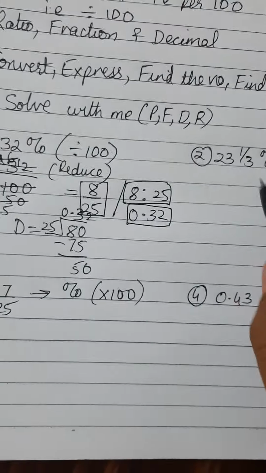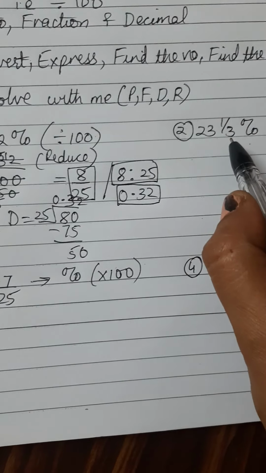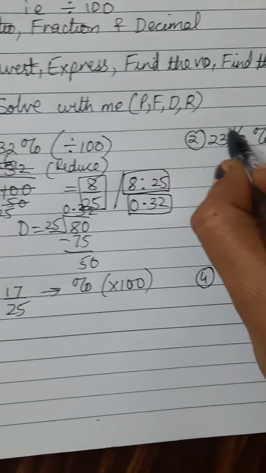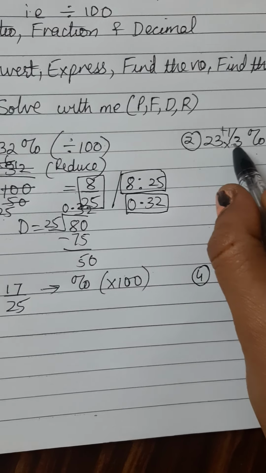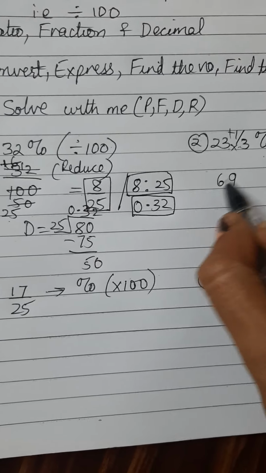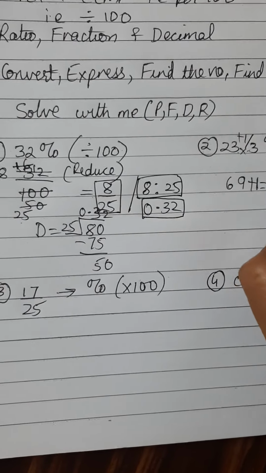In the same way we can solve the other sum. Here it is a mixed number. First convert it into an improper fraction. 23 into 3 plus 1. It goes to 23 times 3 plus 1. 23 3s are 69, plus 1, that is 70 upon 3.